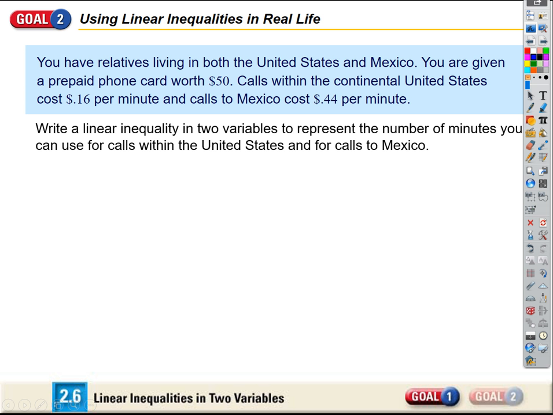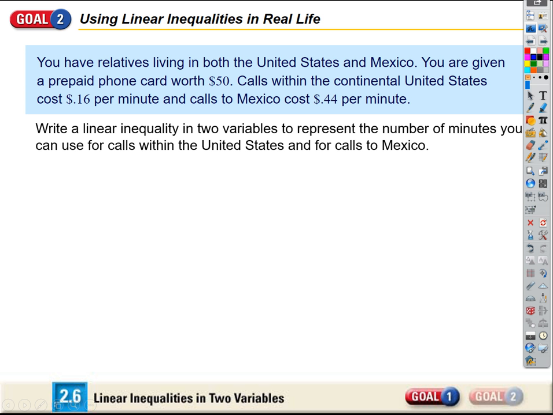The money is not a variable. The money's actually, those are constants. We know this rate is not gonna change. We know the amount of money is not gonna change, and we know the amount of money per minute for both types of calls is fixed. That's not gonna change. But what does change? Time. By time, you mean how many minutes I spend talking to US, calls within the US, and the amount of time I spend calling Mexico, right?